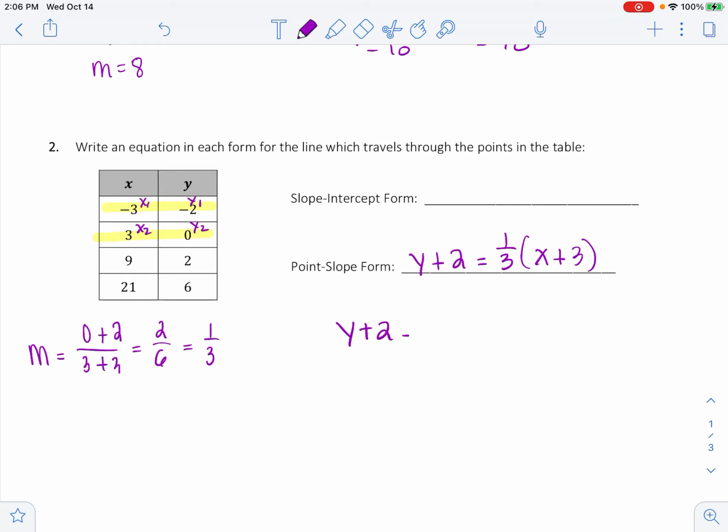All right, now I need slope-intercept form. Remember, the easiest way is just to solve this equation for y. I have y plus 2 equals, and I have to distribute my 1/3. 1/3 times x is 1/3 x. 1/3 times 3. Remember, multiplying by a third is the same thing as dividing by 3. So that's 1. And then subtract 2. And I have y equals 1/3 x minus 1.